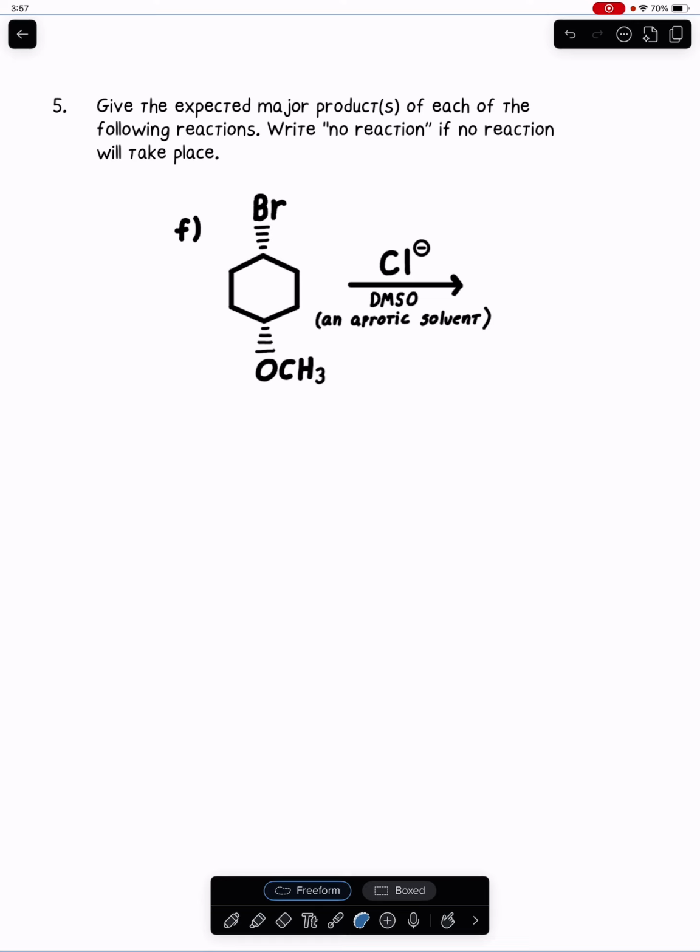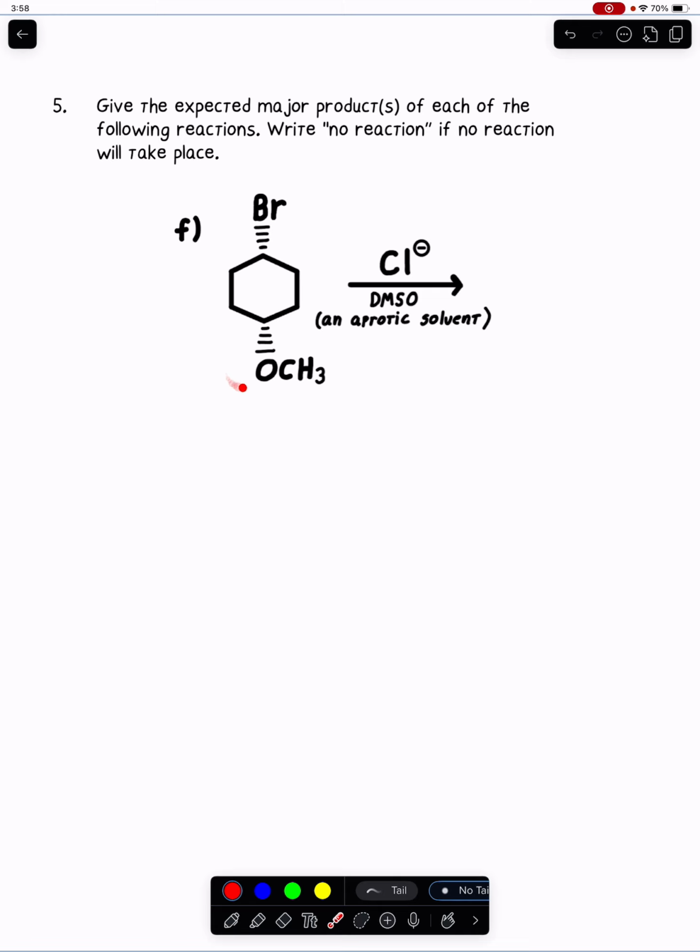So same steps as always. We want to evaluate the substrate, the leaving group, the nucleophile, the solvent, and the sterics of the substrate. So I like to find that leaving group first. Here we have a bromine on a carbon. Bromine is probably our leaving group here. It's a great leaving group. This carbon here is secondary. It is a secondary substrate, still capable of undergoing an SN2 reaction.